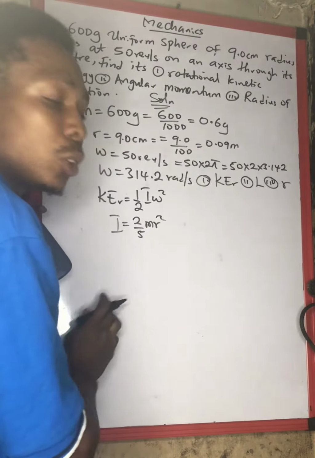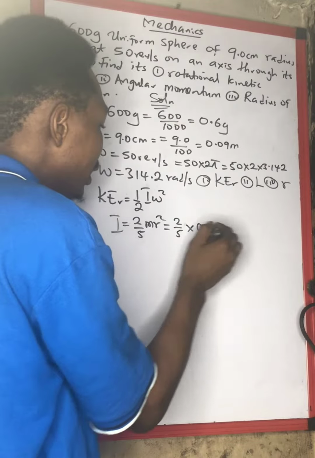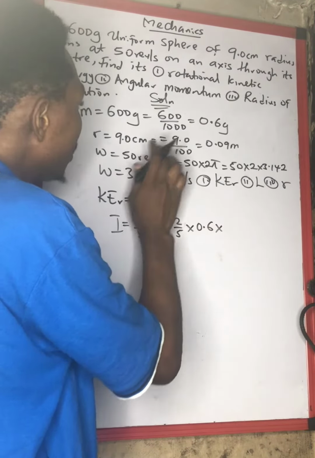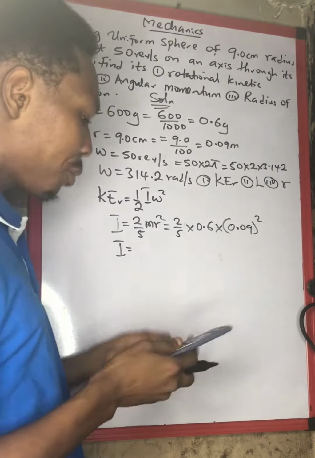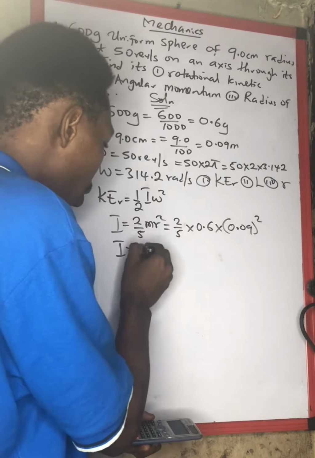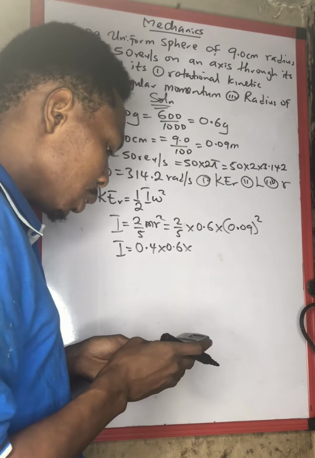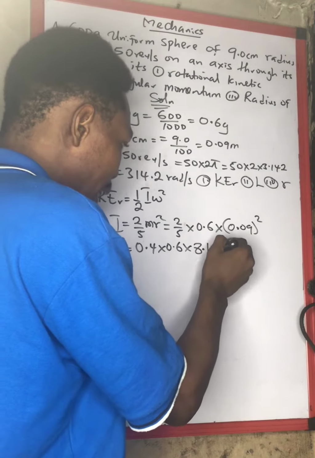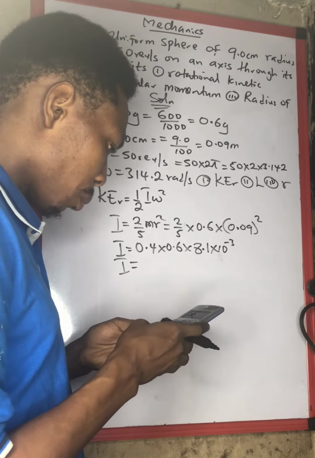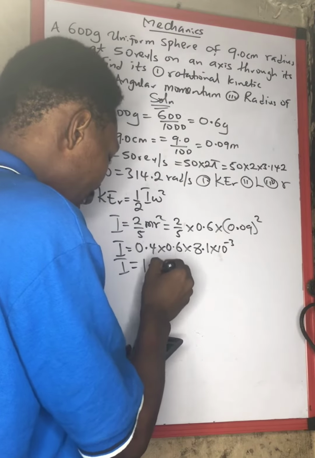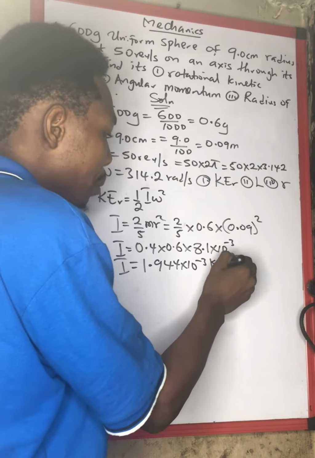So this is 2/5 times our m, which is our mass, 0.6, times our radius 0.09 squared. 2 divided by 5 gives us 0.4, times 0.6 times 0.09 squared. It gives us 8.1 times 10 to the power minus 3. So our I will be equal to 1.944 times 10 to the power minus 3. And the SI unit for I is kilogram meter squared.